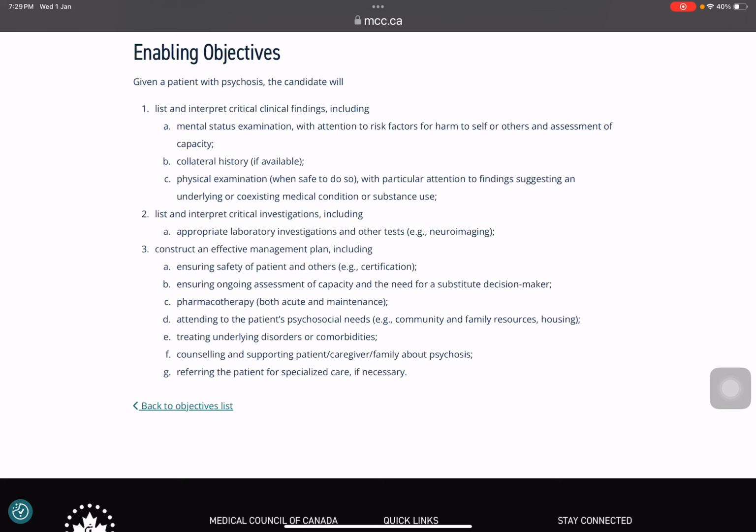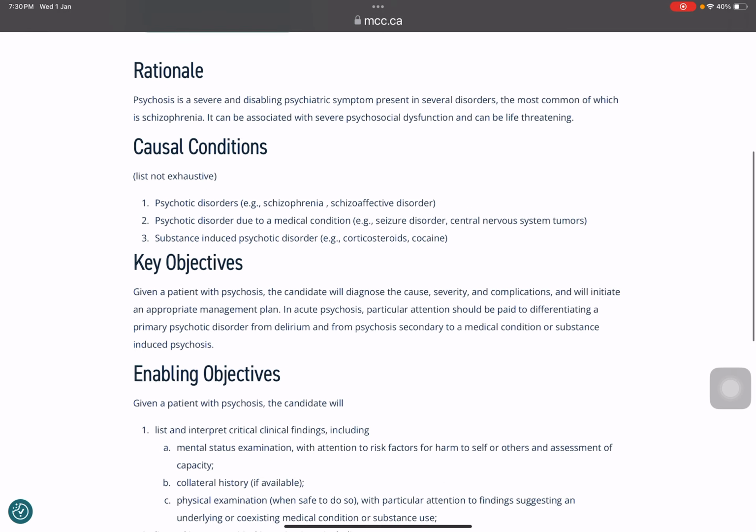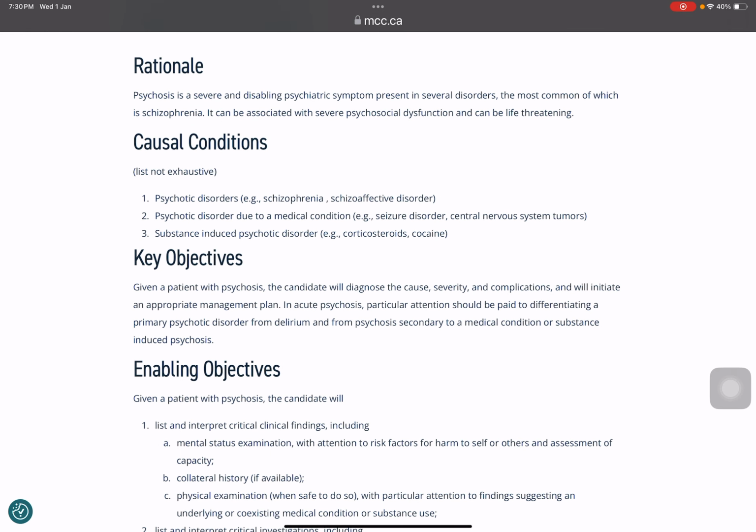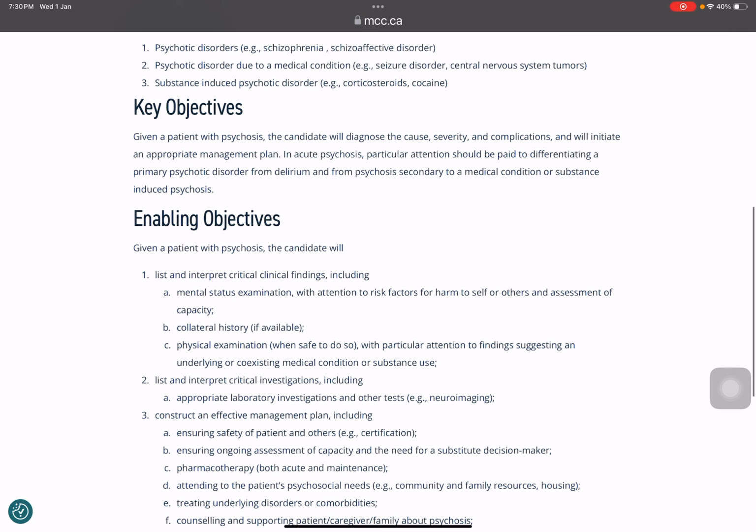Attending to the patient's psychosocial needs, community and family resources, housing. Family resources are very, very important for psychiatric conditions like schizophrenia, because there is one kind of therapy, family therapy, that is incorporated into the treatment plan for schizophrenic patients. Treating underlying disorders and comorbidities, counseling and supporting the patient, caregiver and family about psychosis, counseling and educating the family as well, and referring the patient for specialized psychiatric care. So this is the objective, right? Now you know that there are three different types of causes for psychosis, and they want you to know the presentation.